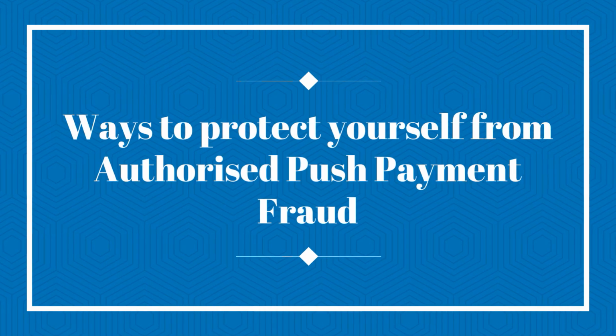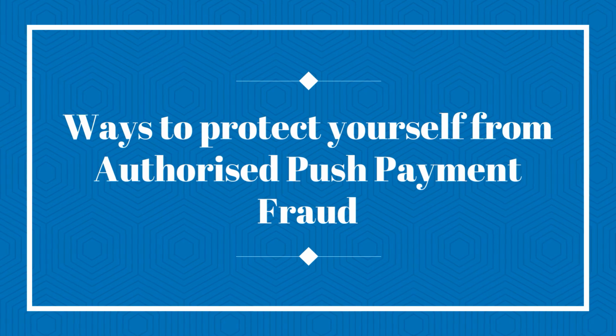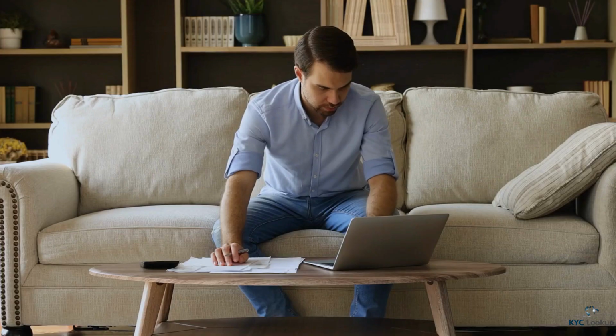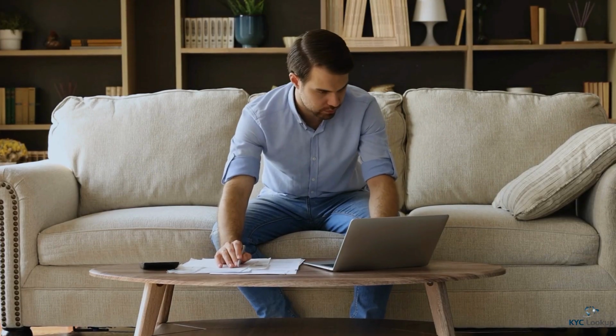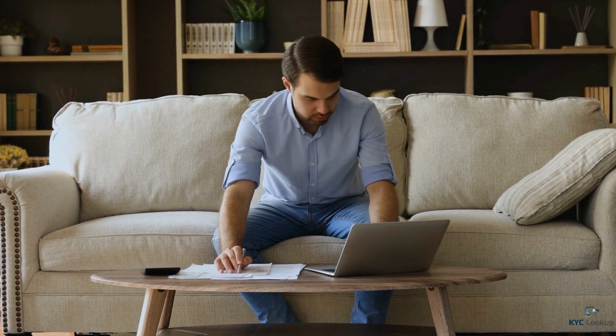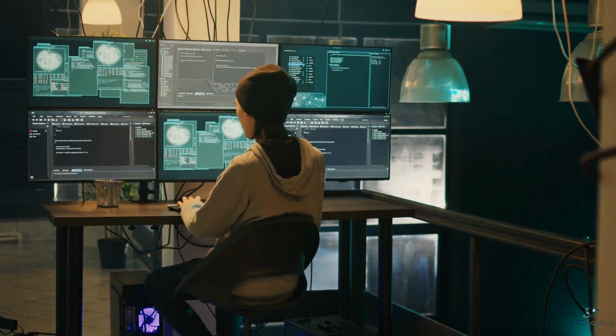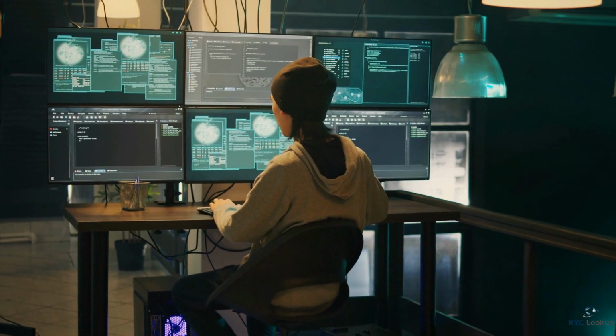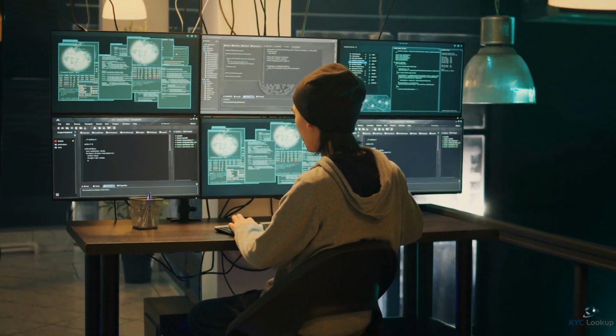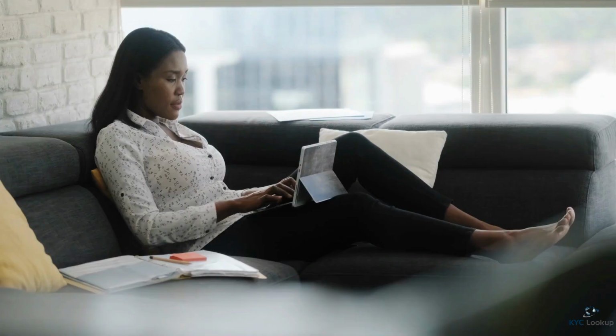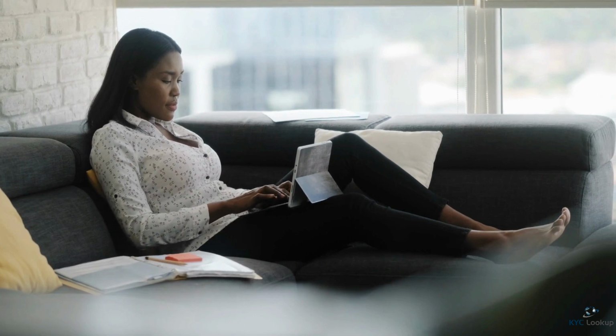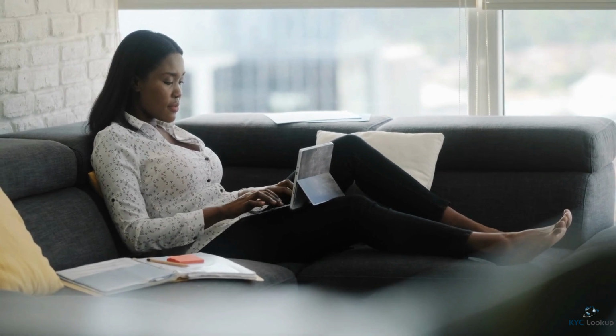Ways to protect yourself from authorised push payment fraud. There are several ways to protect yourself from authorised push payment APP fraud, which involves tricking a victim into authorising a transfer of money from their bank account to the fraudster's account. Here are some tips to help you avoid falling victim to this type of fraud.